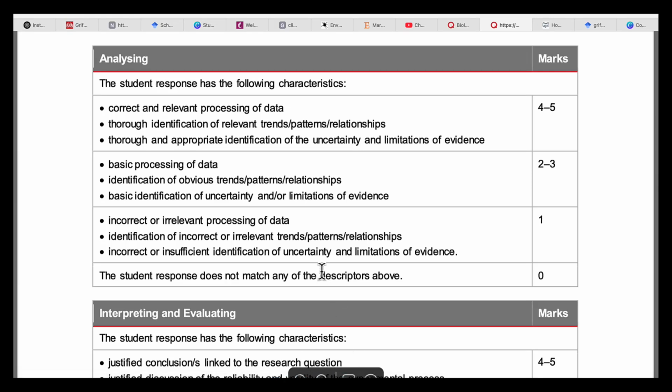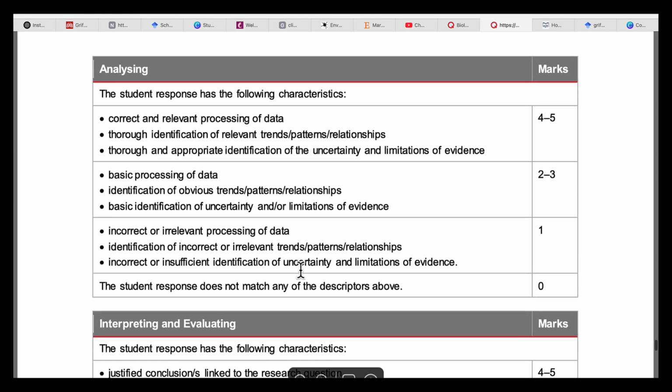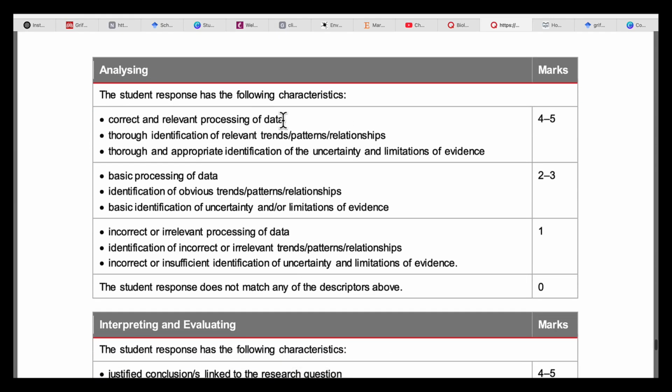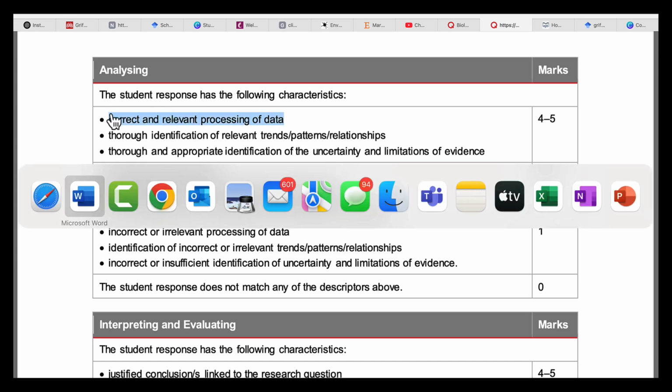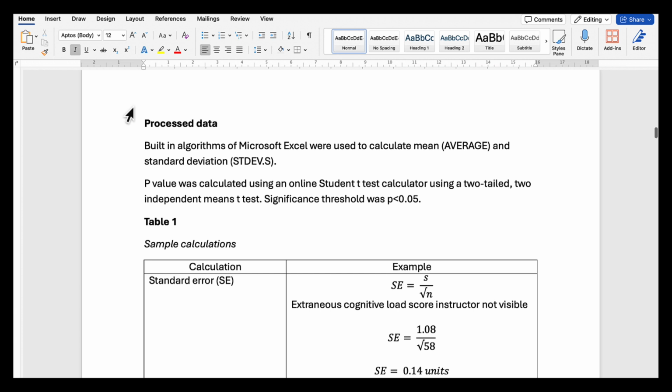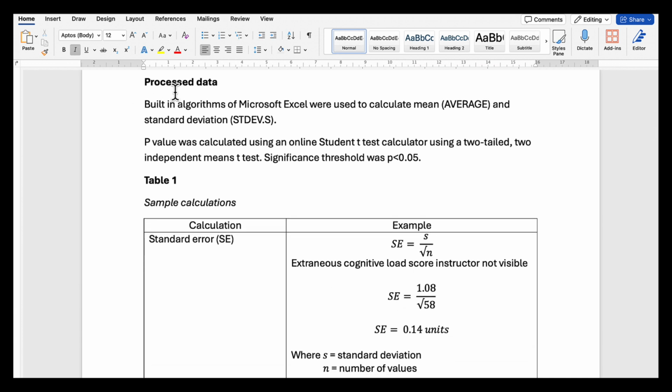Alright, so let's talk about the analysing section of the report. There's three things: correct and relevant processing of data. Okay, so there's a couple of things we need to look at here. Firstly, we need to do our sample calculations.